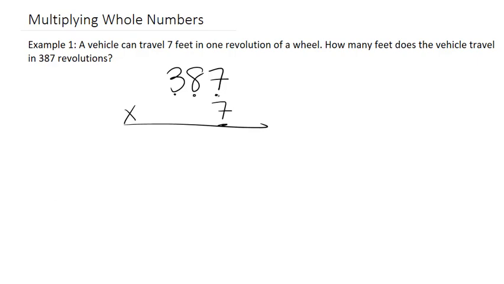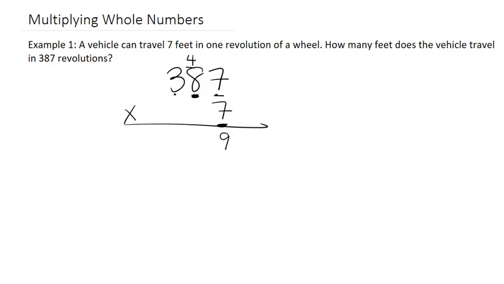So we begin by multiplying this 7 on the top and this 7 on the bottom. So 7 times 7 is 49. So we're going to put the 9 below. And like before, we're going to carry the leftover to the 10 spot. So now we can go multiply this 7 times this 8. So 7 times 8 is 56.